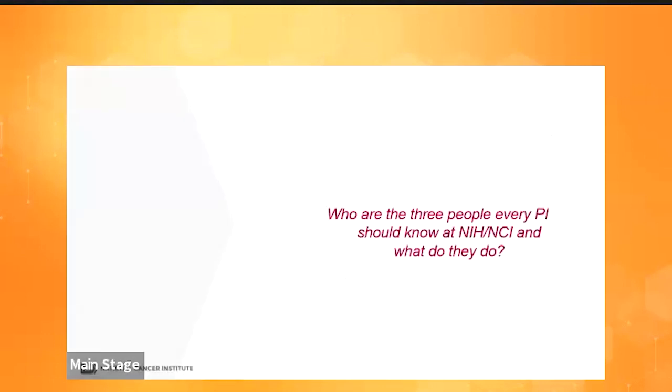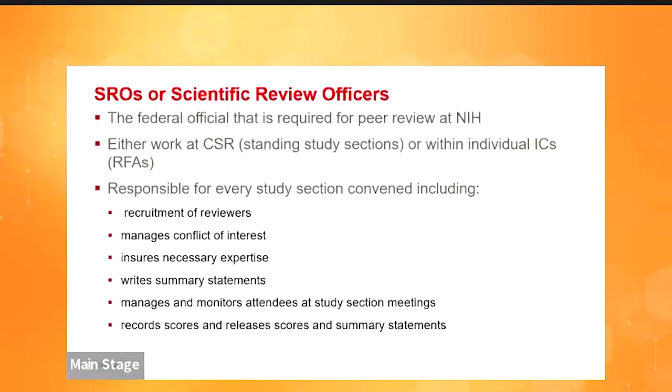So, in my opinion, there's three people everybody who wants to write a grant at NIH needs to know. We're going to talk about all three. The first one is your scientific review officer. They are the people who set up and run the study sections, they write all the summary statements, and they post the summary statements and your scores online. I have no control over any of that.